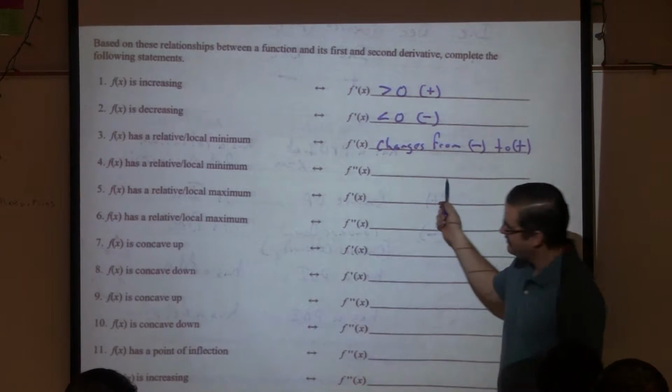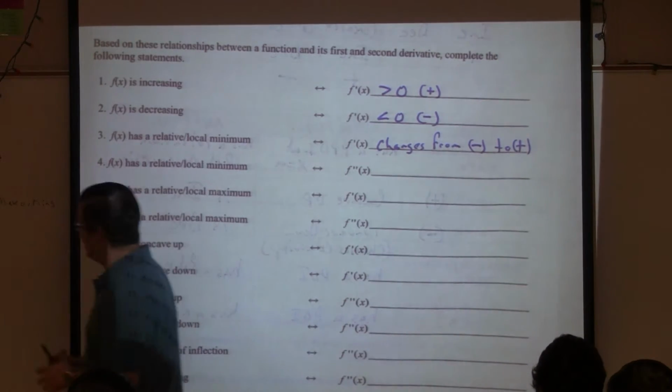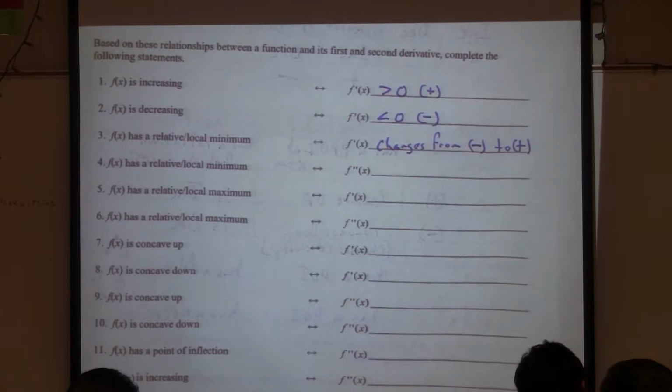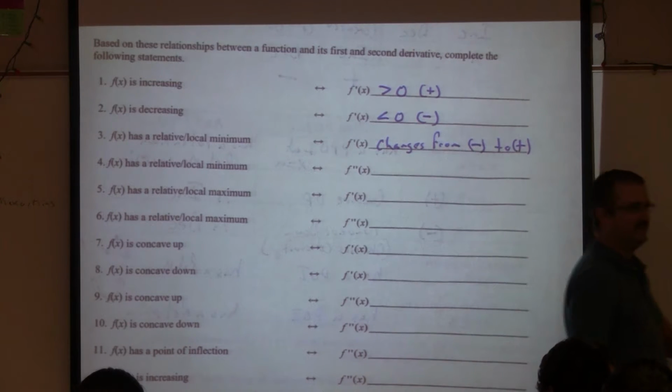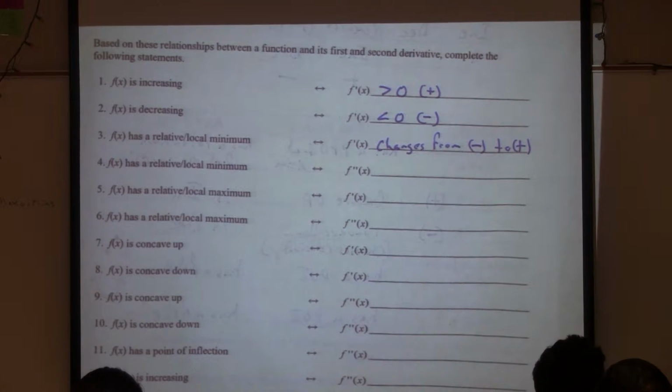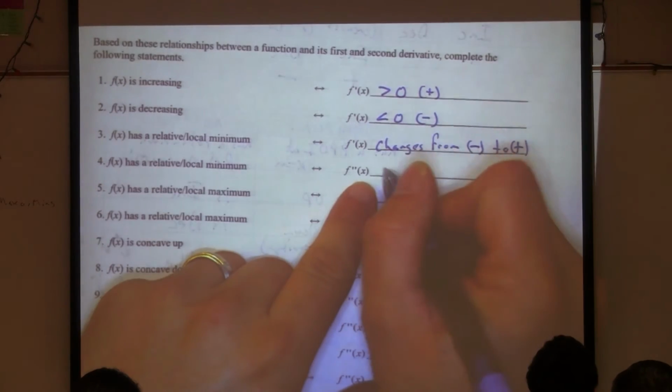As a point of inflection. If the original function has a minimum, how does the original graph have to look to have a minimum? It has to be concave up, right? So what does that mean about the second derivative? The second derivative is concave up. It's positive, right? It's greater than zero.